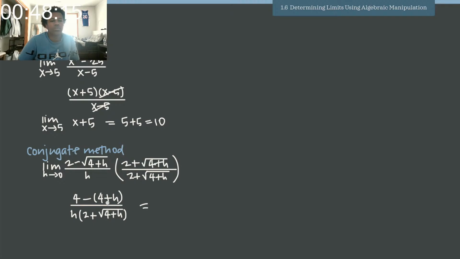And then we can see that in our numerator, 4 minus 4 cancels to 0, leaving us with just the negative h in the numerator. So negative h divided by h times 2 plus square root 4 plus h. And now if we've done everything correctly, we should be able to get an h to cancel. We can see that the h's cancel from the numerator and denominator, leaving us with just negative 1 divided by 2 plus square root 4 plus h.